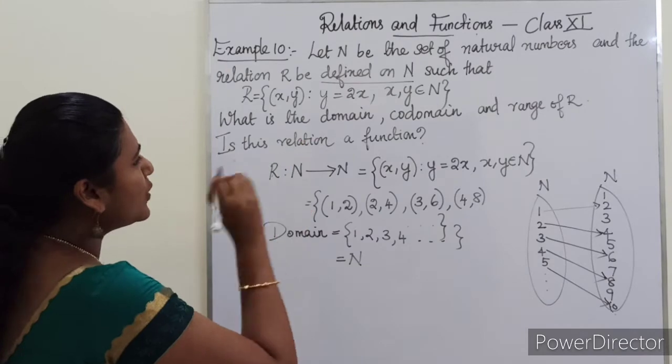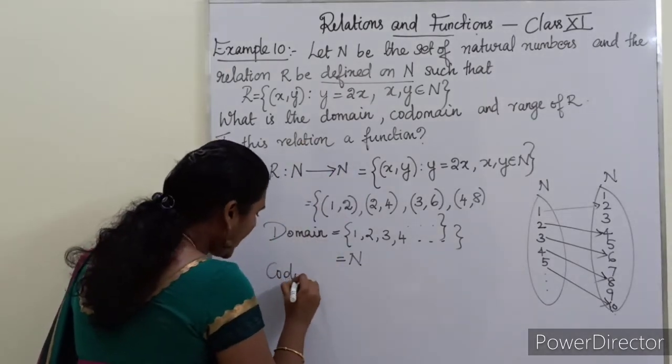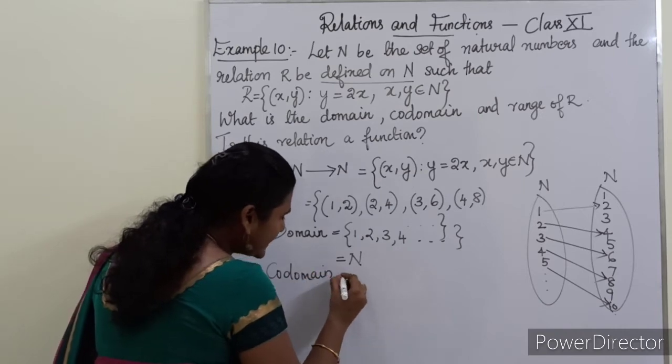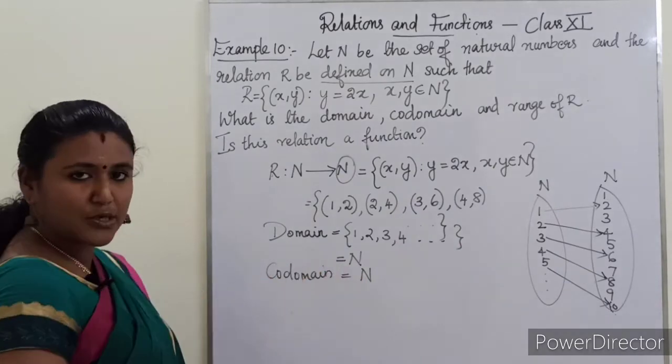Now what about the codomain? Codomain is the whole second set. So codomain is the whole second set, that is also N. Here the second set is N. So codomain is also N.